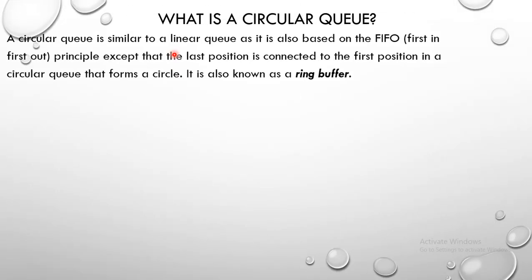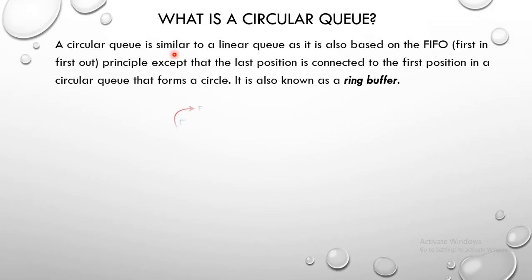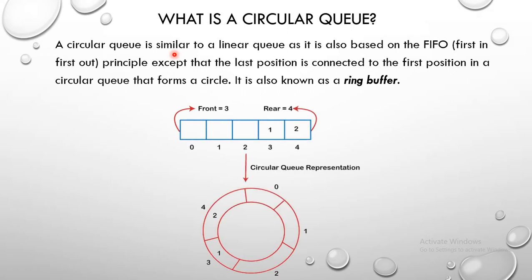So let us talk about what is a circular queue. Before that, let me show the limitation of the linear queue. In a linear queue, when your spaces are empty and your rear reaches the last index, then you can't use these empty spaces. That is a disadvantage, and the circular queue comes into the picture, which overcomes this disadvantage.